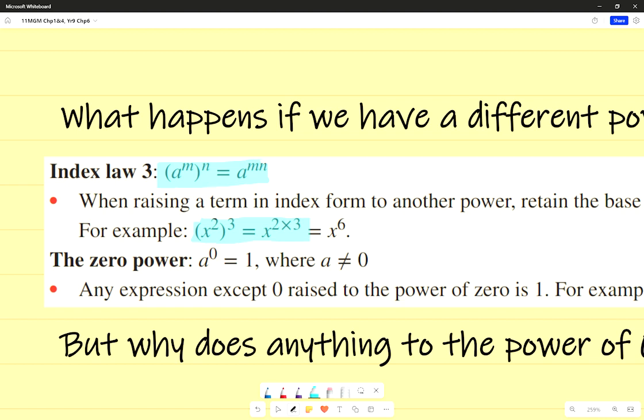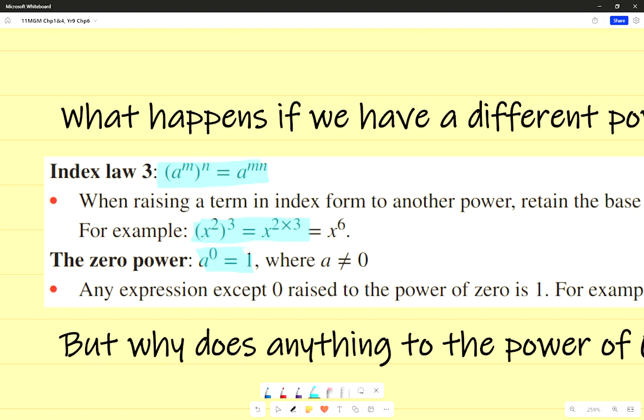Okay, the second one I'd like you to write down is your 0 power. This is very, very straightforward. Anything to the power of 0 is 1, except 0. I'm more than happy to show you the explanation for this. It is a very confusing concept to understand, and I'm not expecting you to know it in year 9, but I won't go through that now. So a to the power of 0 equals 1.